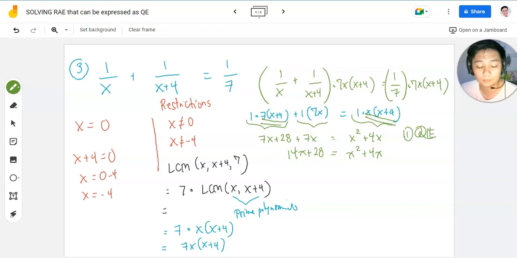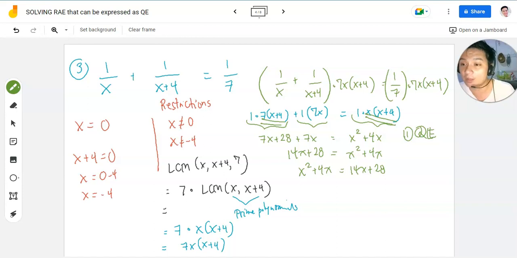Now, pwede ko i-apply yung symmetric property so that the quadratic term na nasa right side dito ay mapunta na agad dun sa left side. So, the expressions on both sides will just be switching places. So, x squared plus 4x equals 14x plus 28. Ayan. So, again, we just applied symmetric property. That's why we don't need to change any sign. Okay, kasi hindi natin transpose.